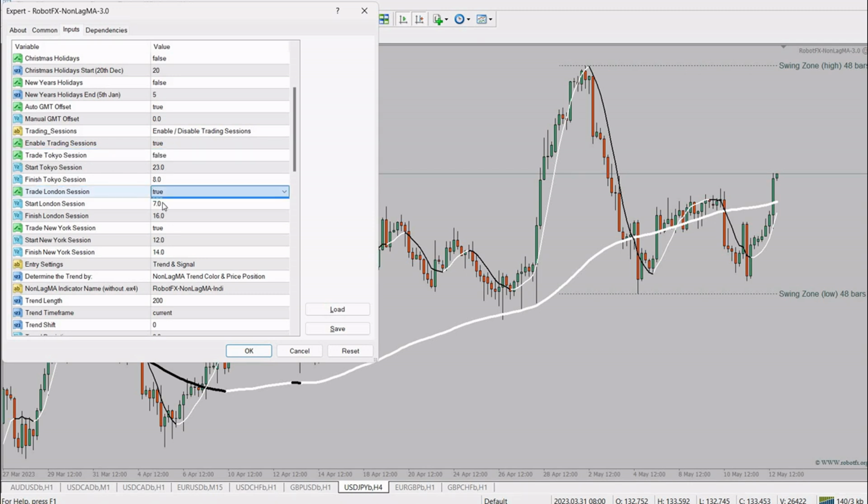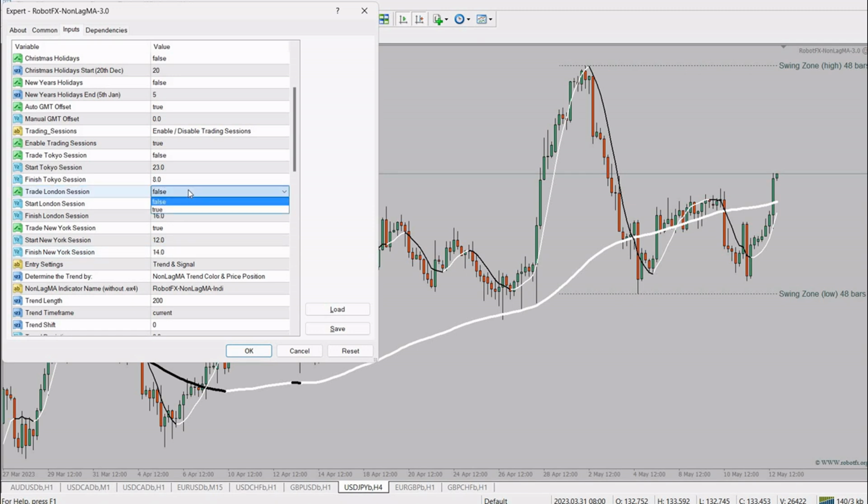disable Tokyo, disable London, and leave only the New York session. Enter the trading start as the trading time, the starting time, when the New York session will open, obviously, and then the ending time, as long as you want to trade the New York session. Obviously, you can set the ending time, the finish of the New York session, until its last minute, last hour. So you trade the entire New York session and ignore all the others.